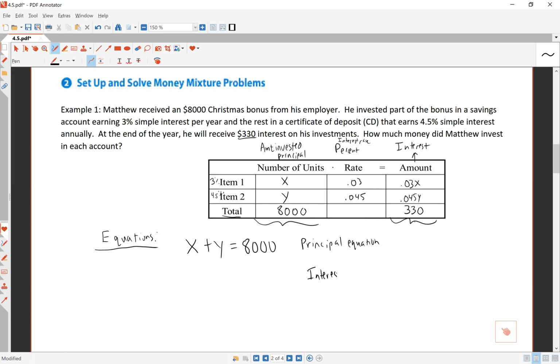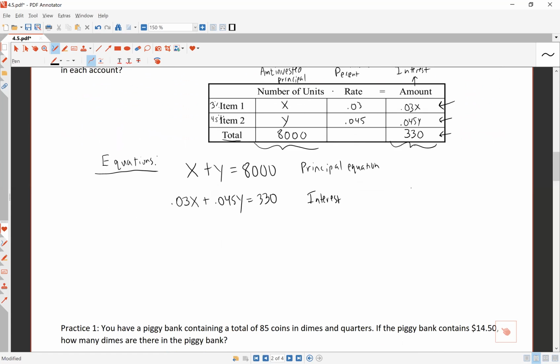So we see that the amount of interest earned at the 3% account is 0.03 X. At the 4.5% account is 0.045 Y, and that total interest is $330. And those are our two equations. We solve these by using the elimination method.